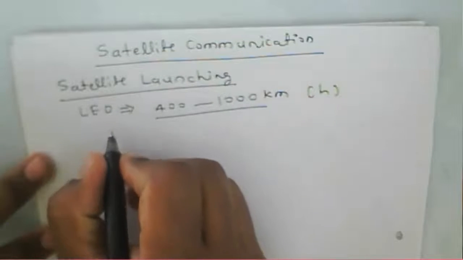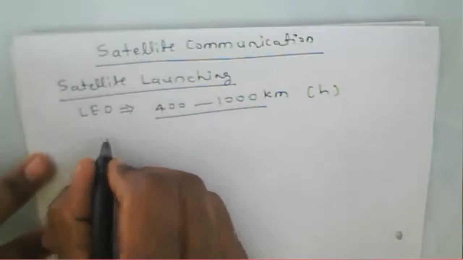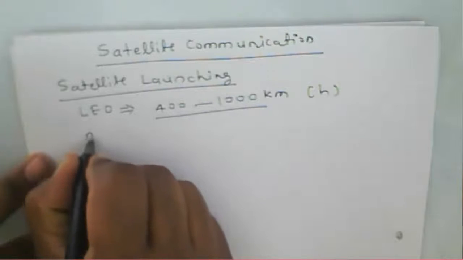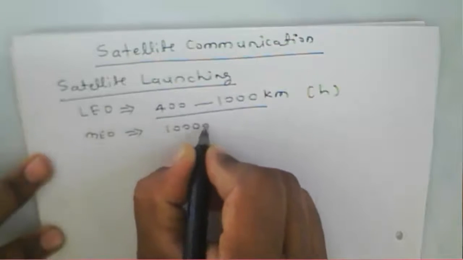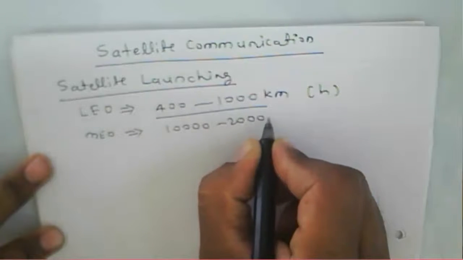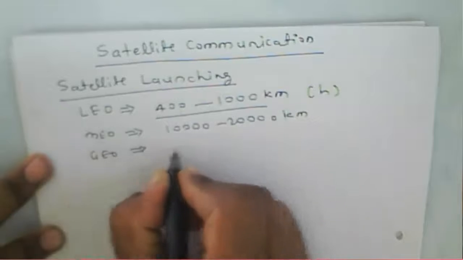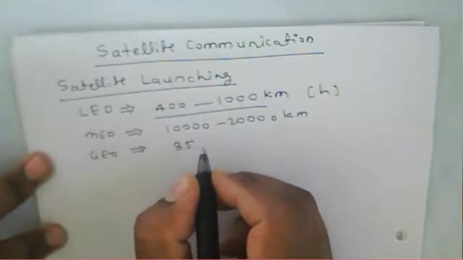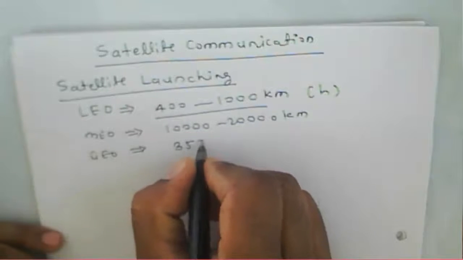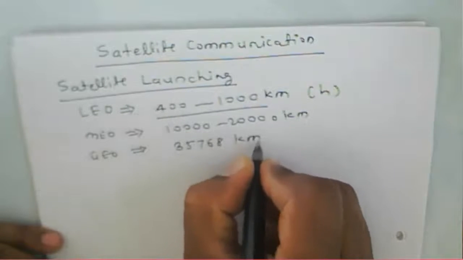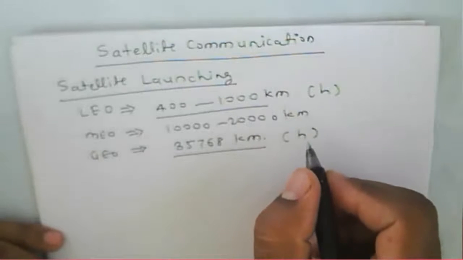But if we have a GEO satellite or a MEO satellite, then that height increases. For a MEO, it is about 10,000 to 20,000 kilometers. For the GEO, it is about 35,768 kilometers approximately. These are nothing but the altitude, or we can say the height.